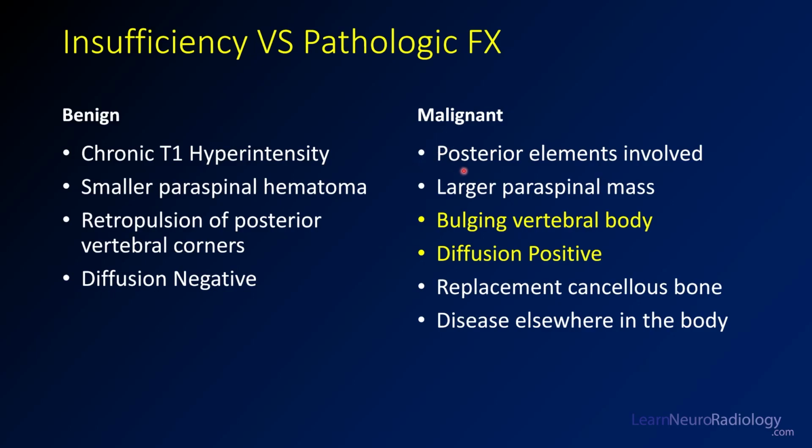Malignant lesions are more likely to involve the pedicles and posterior elements. They're more likely to have an associated paraspinal mass. That bulging of the vertebral body and diffusion positivity we saw on the previous slide are definitely important and can clue you in. You can also look for disease elsewhere in the body. So if you have other lesions elsewhere in the spine, you have lesions in the pelvis, you might look for those with studies such as a PET-CT or bone scan, which can be quite helpful.